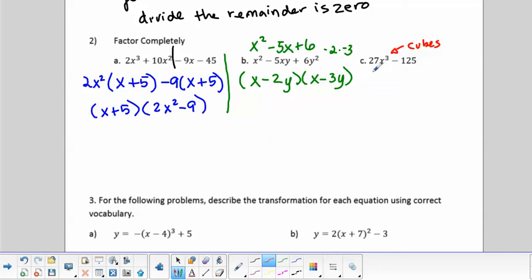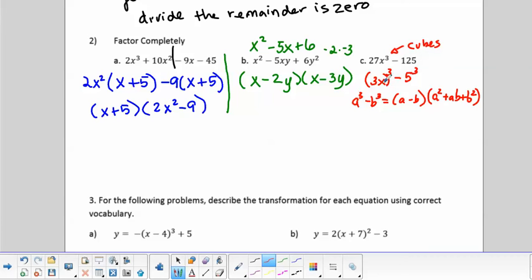So 27 could be rewritten as 3 to the third, and this whole term is 3x to the third. 125 is 5 to the third. So then you need to remember your cubes pattern. For some of you, it helps to remember SOAP. It starts a cubed minus b cubed. Starts with a minus b. And then it's going to be a squared plus ab plus b squared.